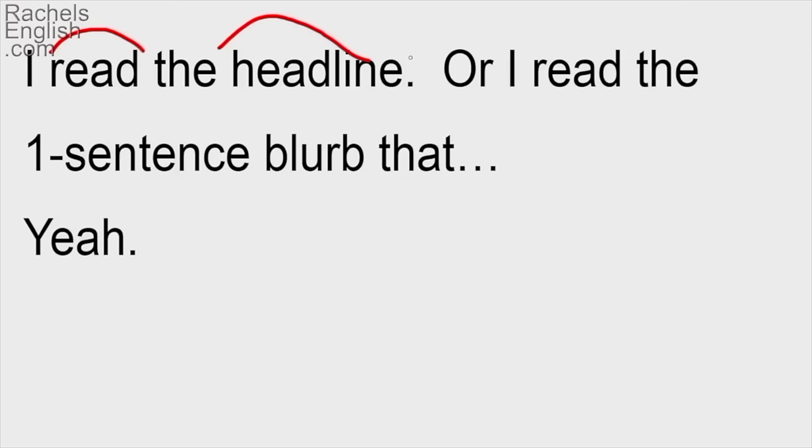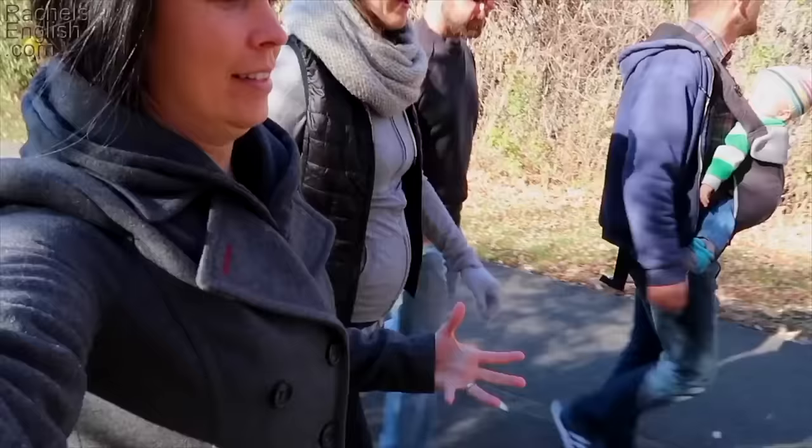So everything in this four-word thought group is linked together, said very smoothly, always a forward motion of the voice, not choppy at all. I read the headline. The word the is pronounced with the schwa, because the next sound is a consonant. We do pronounce the H in this word. I read the headline.